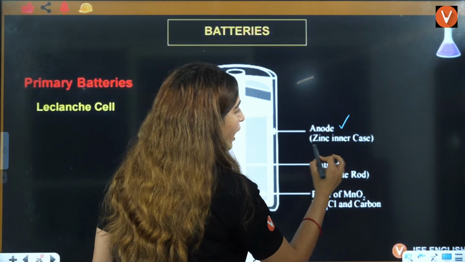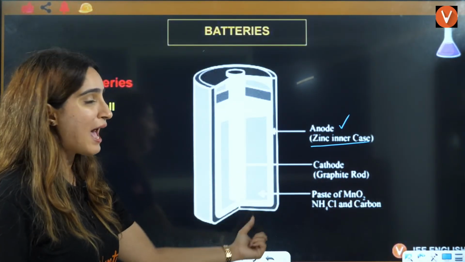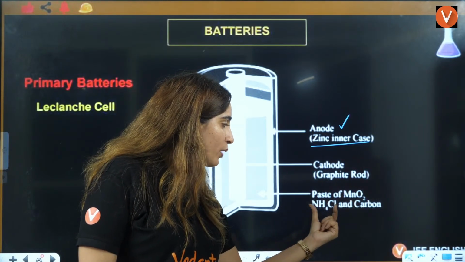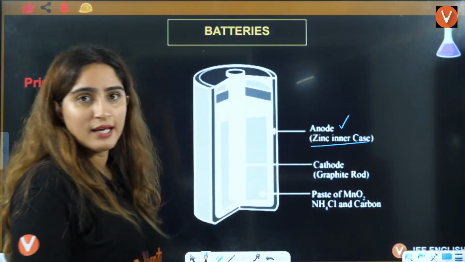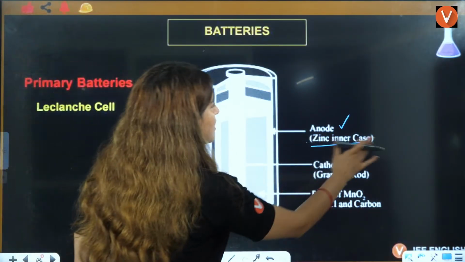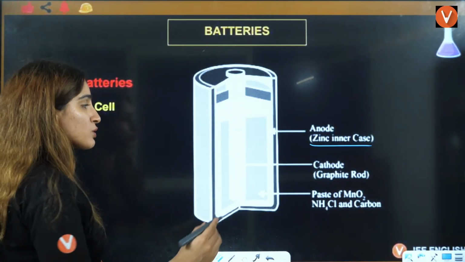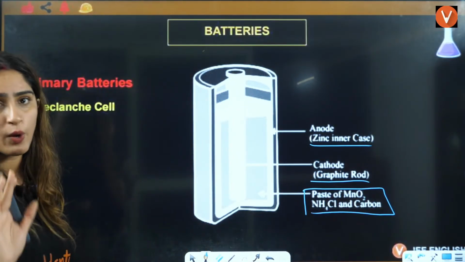So at anode you have zinc inner case, cathode you have graphite rod, and as a solution you have a paste of MnO2, NH4Cl and carbon. Okay, so these are the things that you have. They can ask you in Leclanche cell, what is the anode, what is the cathode, right? So you should remember that, and what is the paste, that means what is the electrolyte that you have.